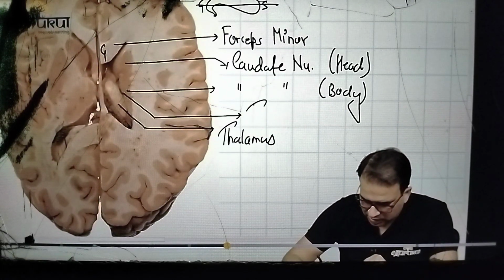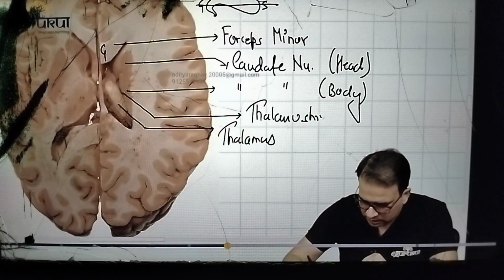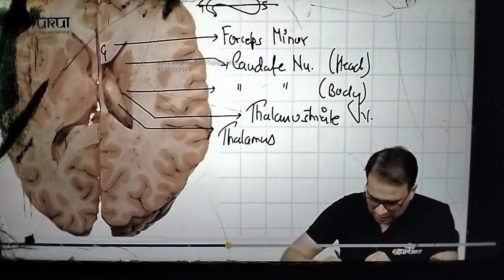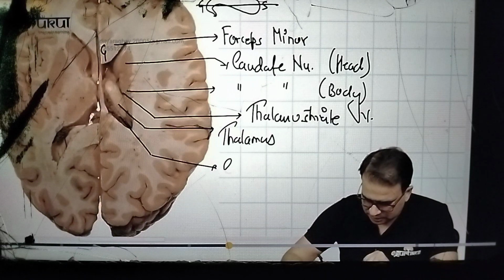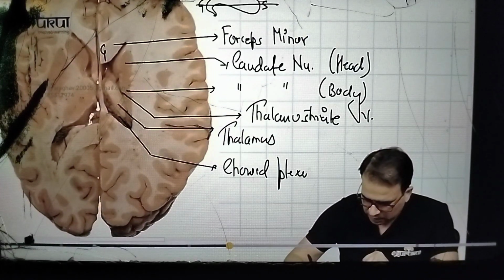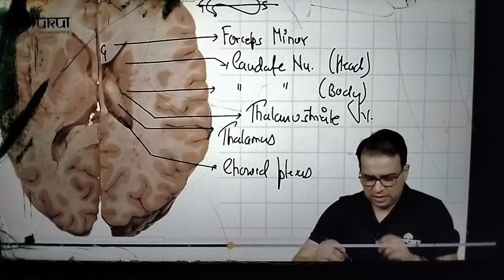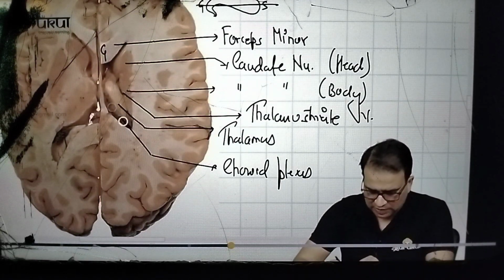That vein running on the thalamus is called the thalamostriate vein. You can also appreciate the choroid plexus in this section. That's the site where we have the lateral ventricle in this region, which has an anterior horn and a posterior horn as well. So that's the choroid plexus of the lateral ventricle that you can see.